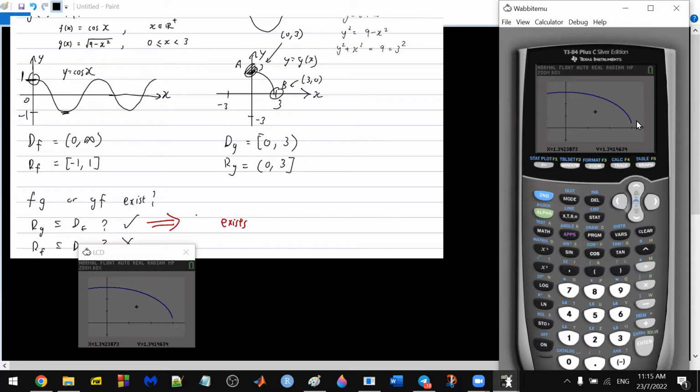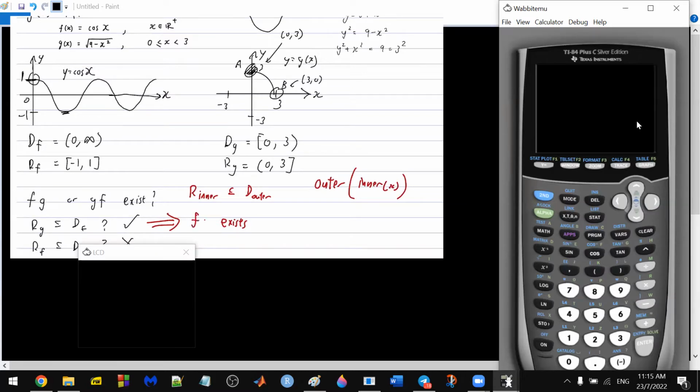Actually, we have: range of inner is a subset of domain of outer. So we always phrase it as outer of inner of x. So in this case, it should be fg. Okay, fg exists. Is this part clear? f is outer, g is inner.